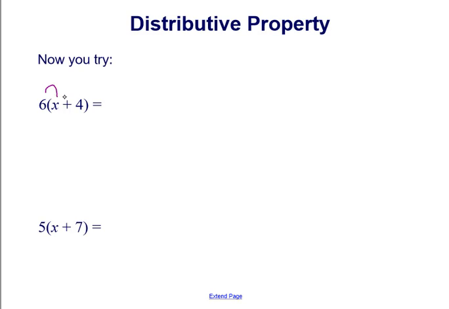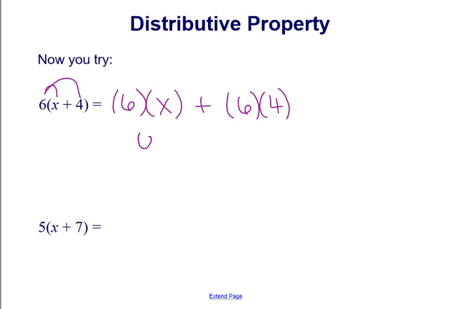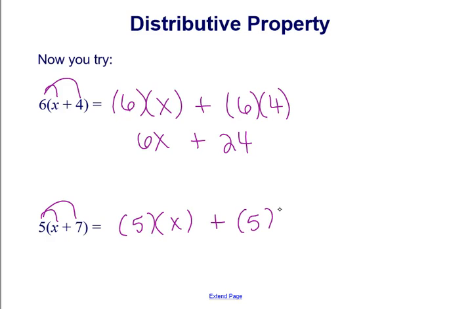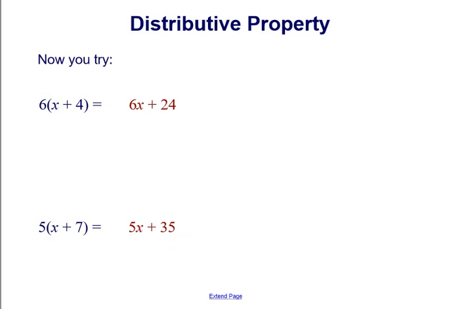So we'll be doing 6 times x and 6 times 4 for the first expression, which will leave us with 6x plus 24. The second problem we have, we'll do 5 times x, that's the first product, and then plus 5 times 7 for the second product, which simplifies to 5x plus 35. Checking our answers, we do get that 6 times the quantity of x plus 4 is equal to 6x plus 24, and 5 times the quantity of x plus 7 is equal to 5x plus 35.